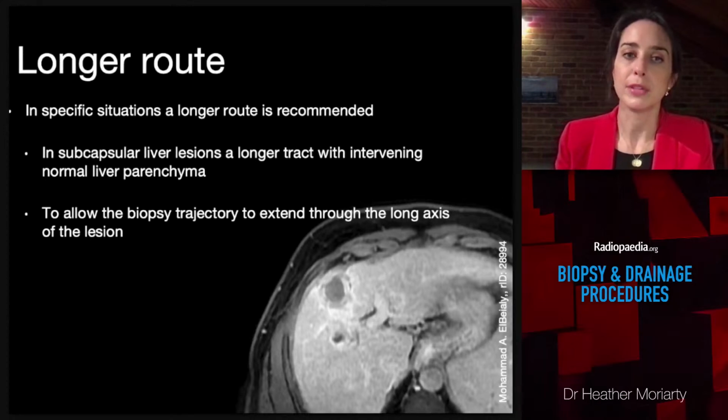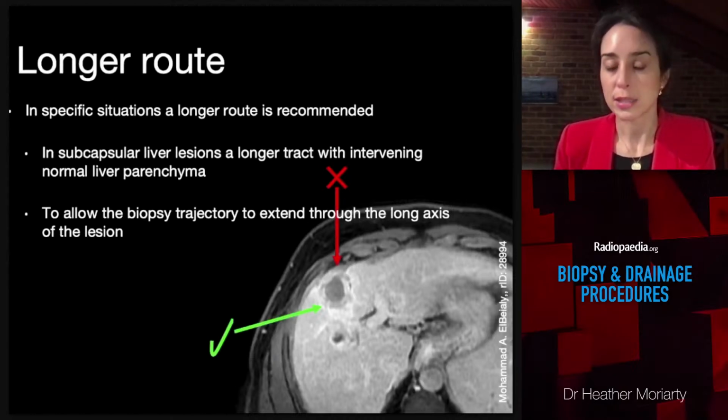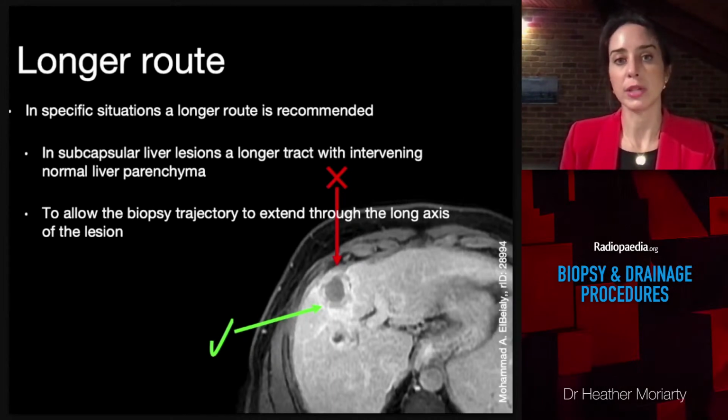For subcapsular liver lesions, a longer tract with intervening normal liver reduces the risk of hemoperitoneum and the risk of tract seeding. And sometimes in small lesions, you may have to use a longer route to biopsy the trajectory of the long axis of the lesion.